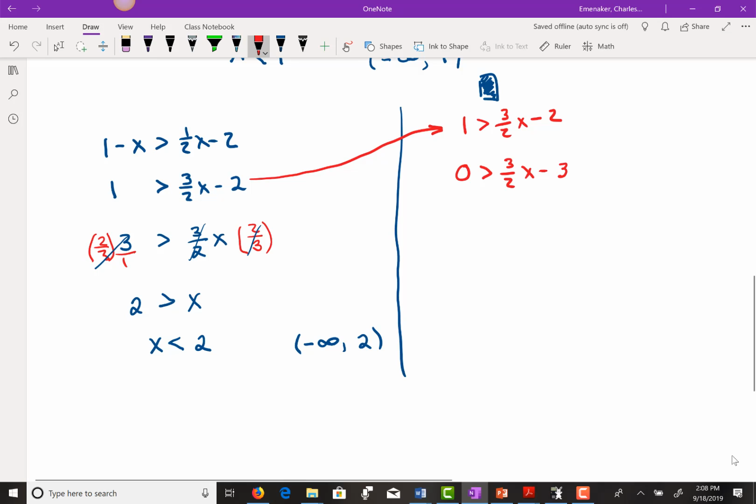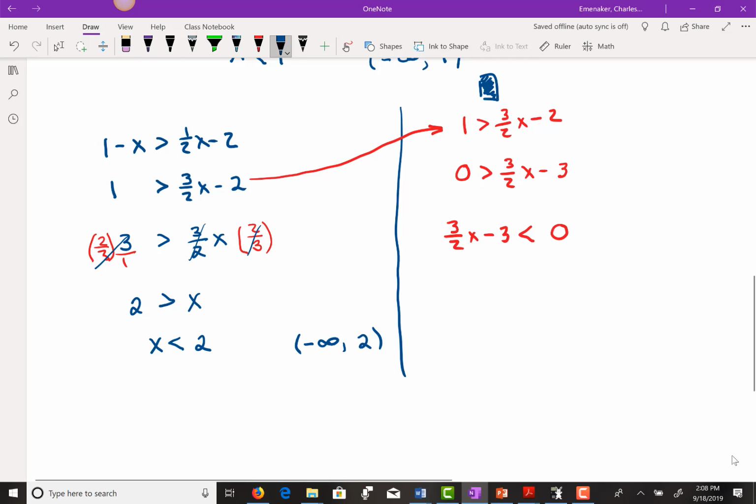Once again, we can exchange the sides, and we'll do this 3/2 x minus 3. We're going to have a 0, and which direction does the inequality need to point this time? Keep it pointing to the 3/2 and all that stuff. Okay, so we've got that. So what?